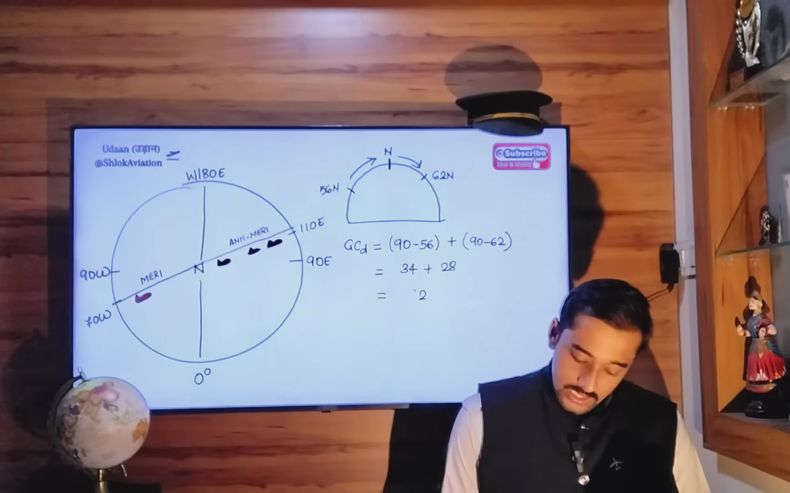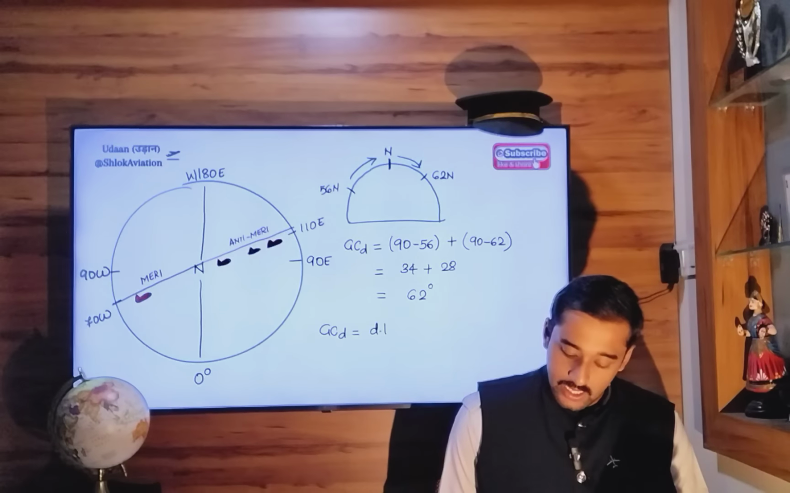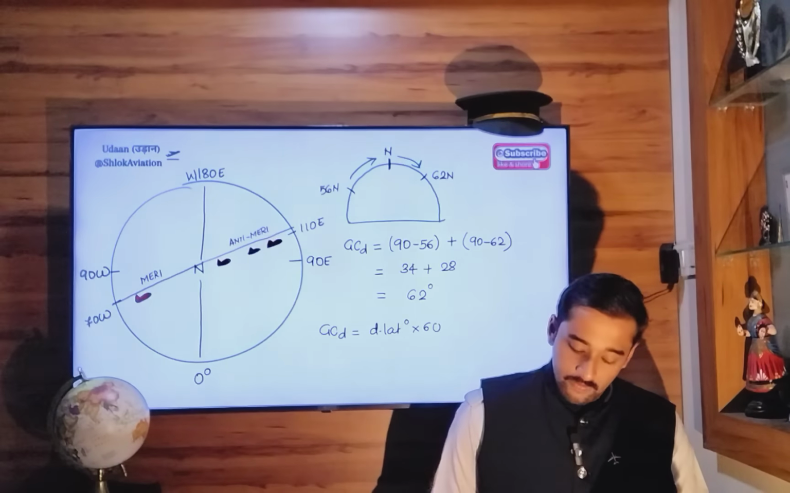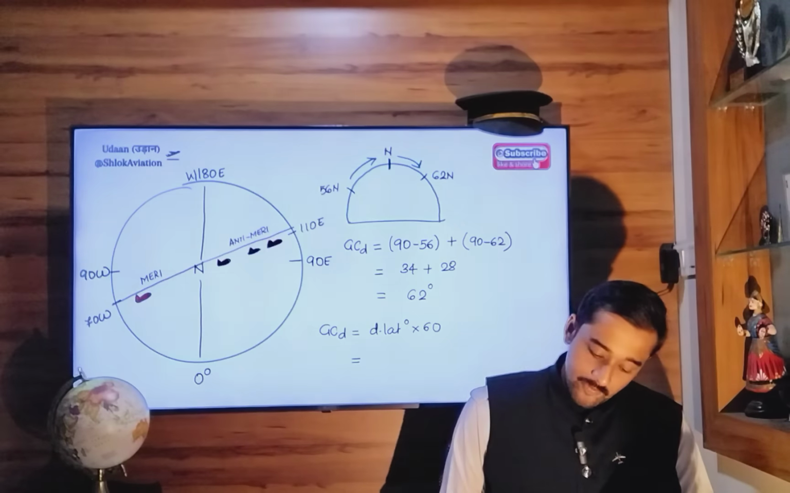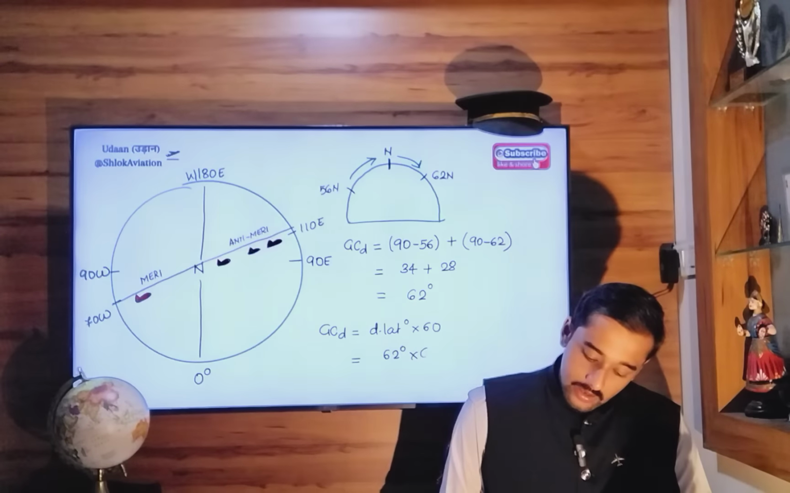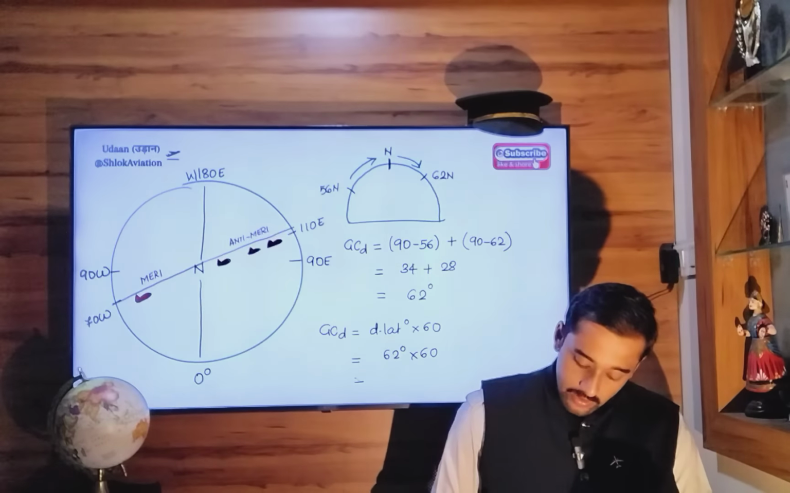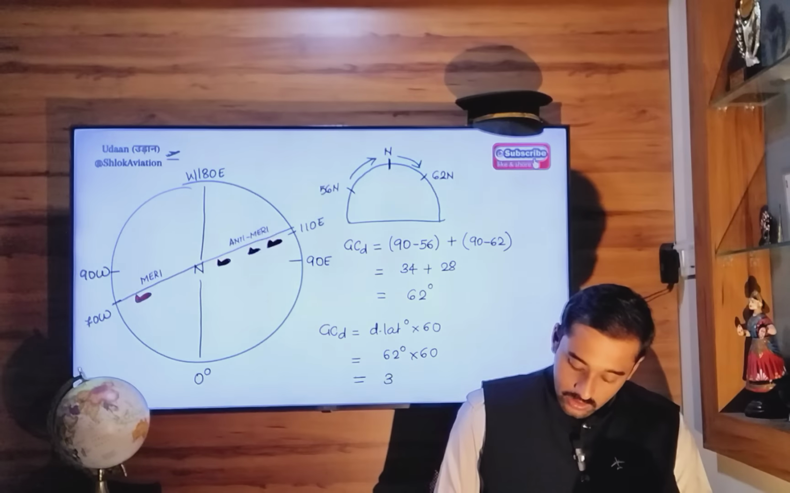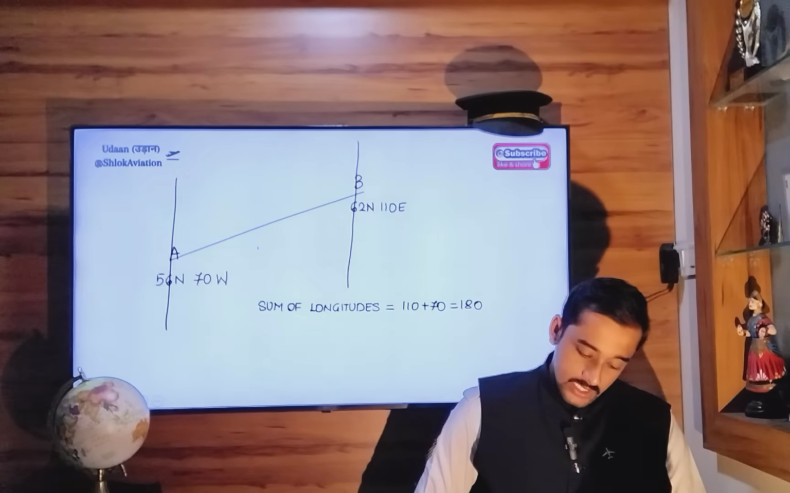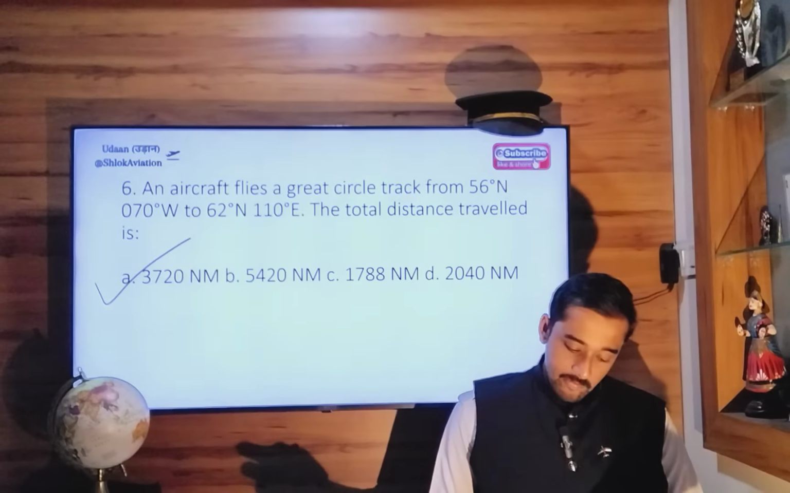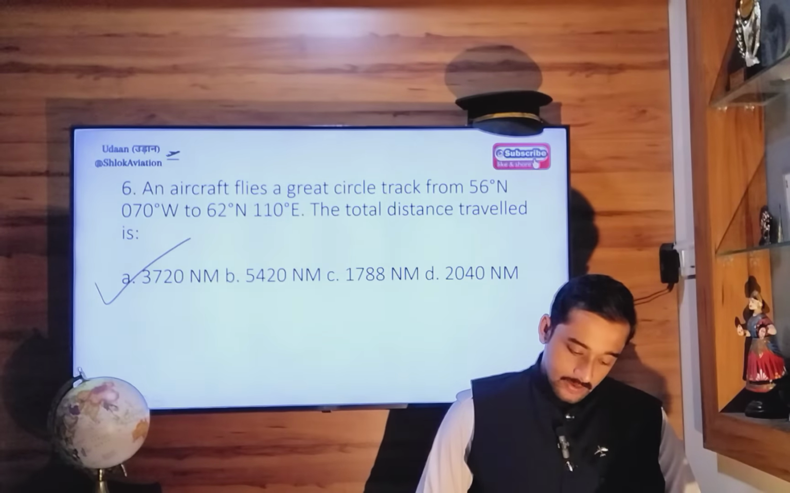So 62 degrees. Great circle distance will be equal to the difference between latitudes into 60. Now the total difference between these two latitudes is 62 degrees into 60. So 62 into 60 is 3720 nautical miles. Simple. Understand the concept. So option A. Convert this nautical mile into kilometers and statute miles for your understanding.